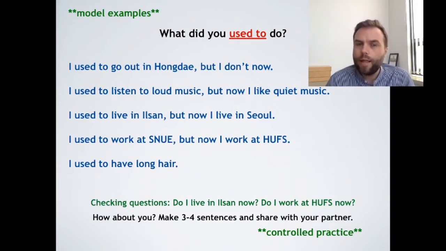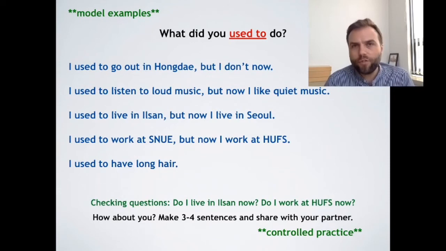Yes. Okay, so you can ask some checking questions. Do I go out in Hongdae now? No. Did I go out in Hongdae before? Yes. Okay, so checking questions. Okay, so we've looked at some examples. Now, these are older students. These could be adult students.